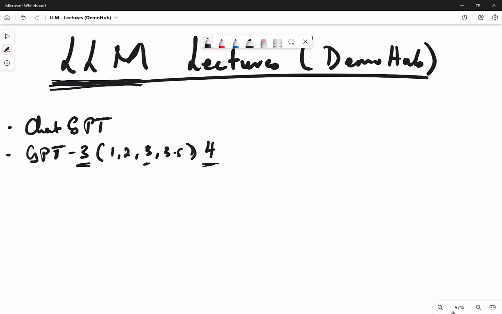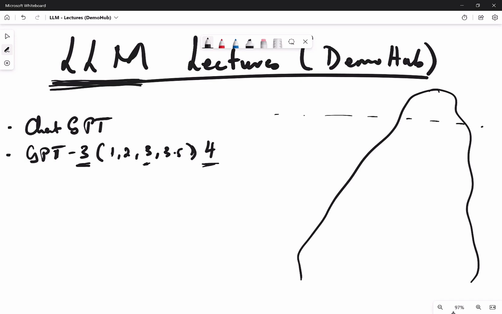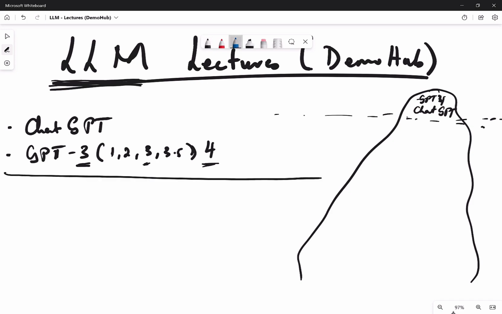If I draw an iceberg, this is the ocean. GPT-4 and ChatGPT will all be on the tip of the iceberg. While it's underneath the ocean, there are tons of tools and innovation happening, and we want to make sure we surface those all up. The next things that we start seeing beyond GPT and ChatGPT would be something like a vector database. What is a vector database? What does it mean? Where is it used? We're going to unpack that.